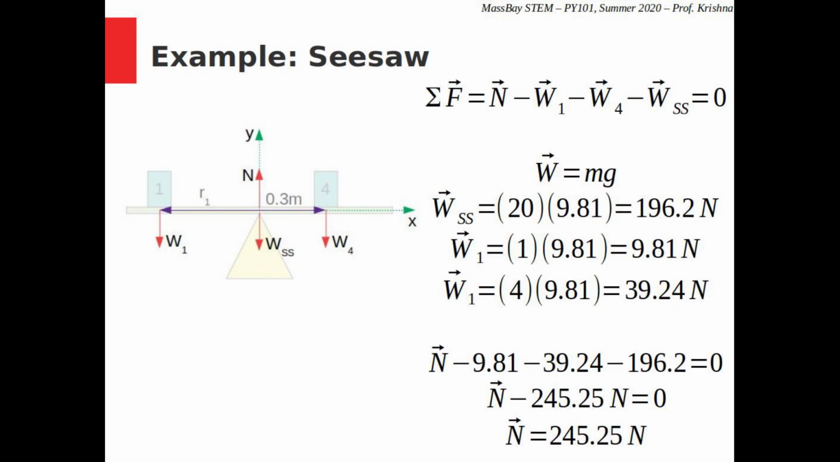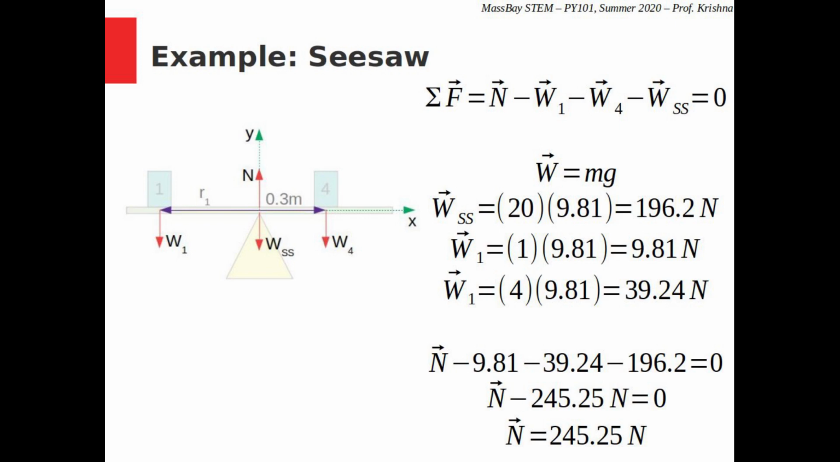To solve this, we first set up a force balance. The total force on the seesaw equals the normal force pointing up minus the weight of the seesaw, the weight of the 1-kilogram object, and the weight of the 4-kilogram object. The sum of all four of these forces is 0.